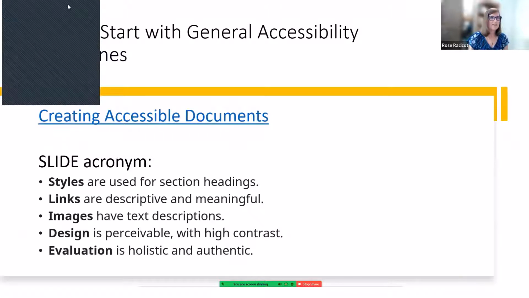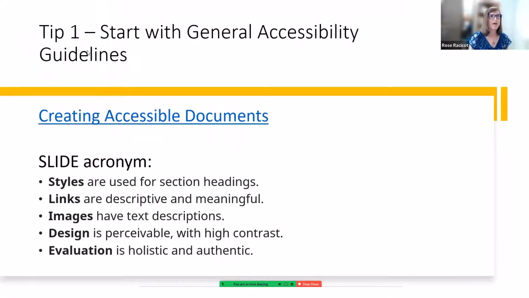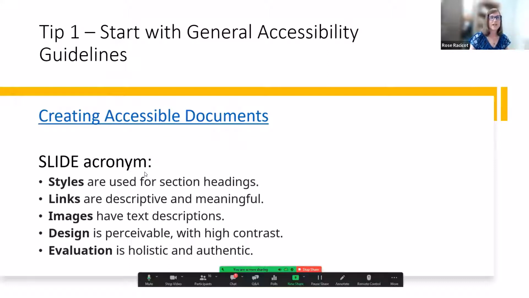Okay, so let's get started with tip 1, the general accessibility guidelines. So here, I think this is the link I have in the tips document as well, but here's just a few quick tips. We're going to look at styles used for section headings. Sometimes I make up my own outline heading and I bold stuff or enlarge the document. But if you go into Microsoft, there's actually a set way to do that, and it's more accessible to people with vision disabilities. So we'll take a look at an example of that in a minute.